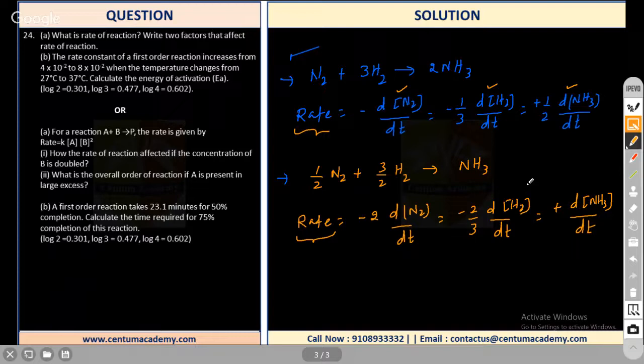Right? So if you compare these two expressions here, you see the ratio of these two is the same. So whichever reaction you write, whether this reaction or this reaction, for a given concentration of reactant, the rate of the reaction you will get is the same.